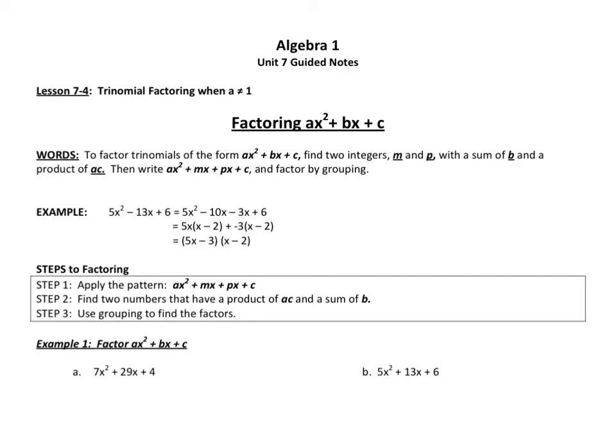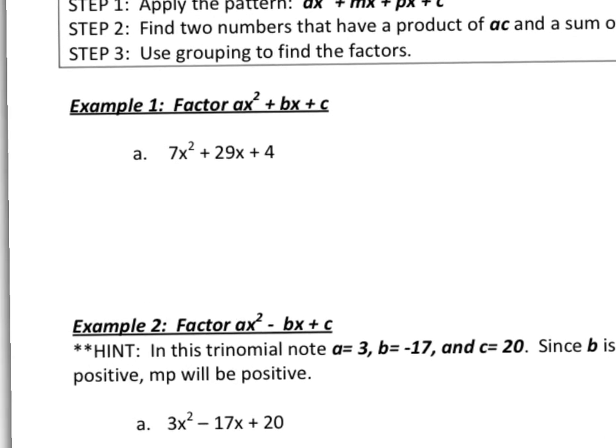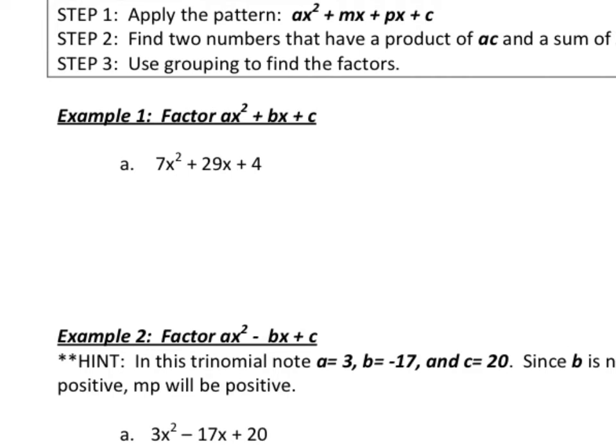Lesson 7.4, Video 2. Let's take a look at some examples and how we can factor by grouping. Now we're going to start by looking at where a is not equal to 1, so we have a 7.